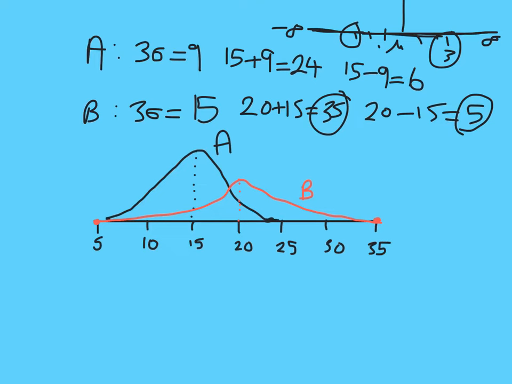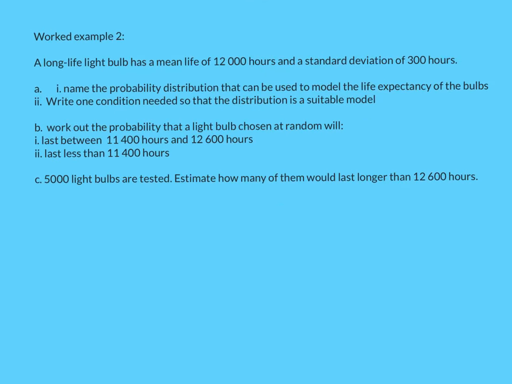Okay, we're now going to look at a second slightly longer worked example that we're going to work through. So here's our second worked example. We've got a long life light bulb and we've got to answer some questions on it. Now first of all, it has a mean of 12,000 hours and a standard deviation of 300 hours. The probability distribution we're going to be using is the one we're learning about this lesson, which is the normal distribution.